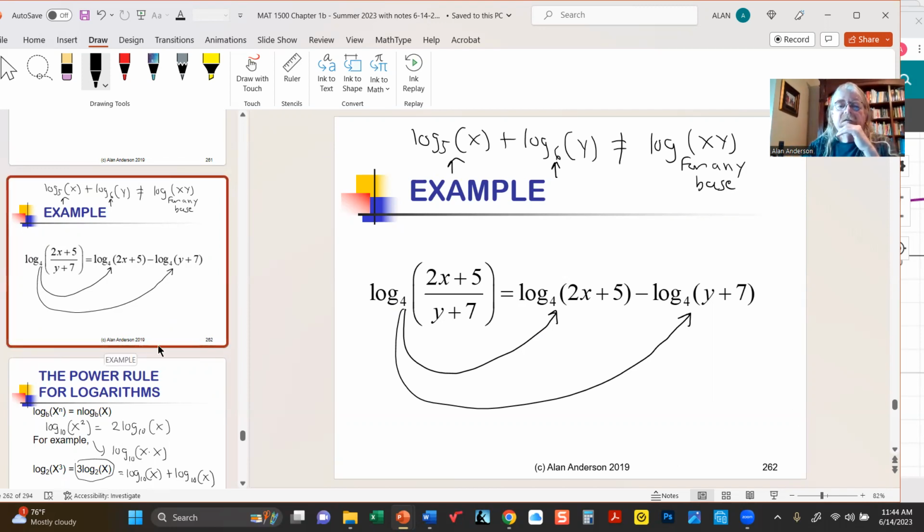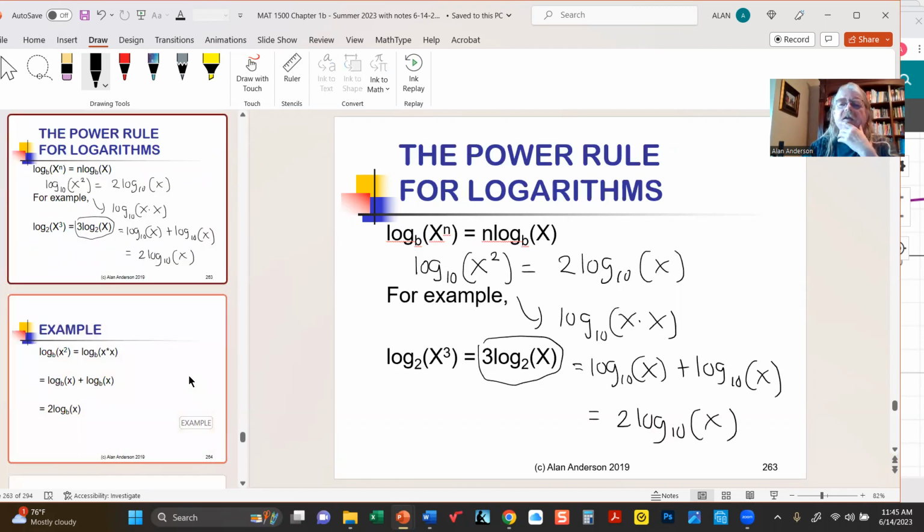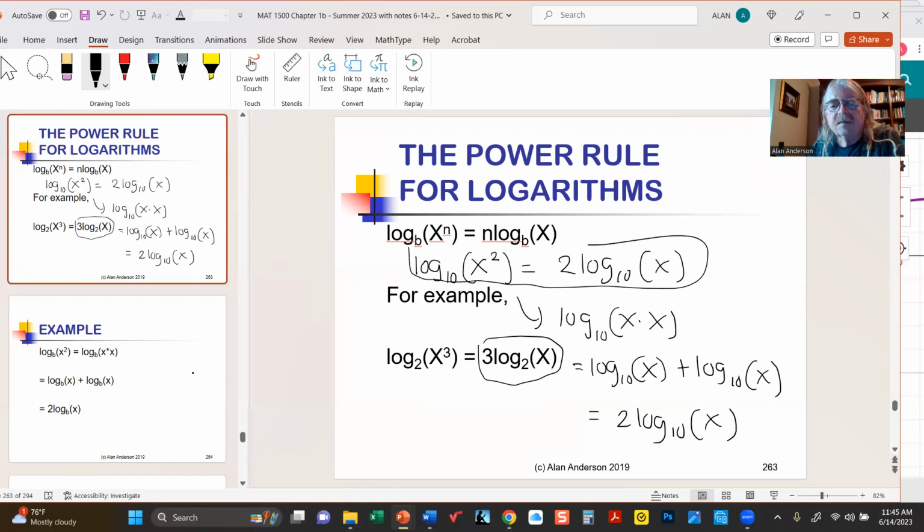Now, the third and final rule that we need for now is one that will prove to be enormously helpful. The power rule, which says that the log of x to the n power equals n times the log of x. That's going to save us a lot of grief. If we use this properly, you can take some incredibly messy equations and simplify them with this wonderful rule. Okay. So for example, the log base 10 of x squared could be rewritten as 2 times the log base 10 of x.